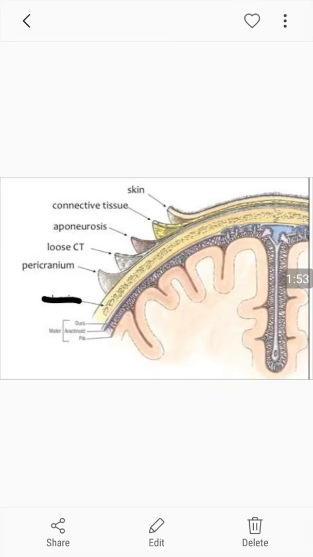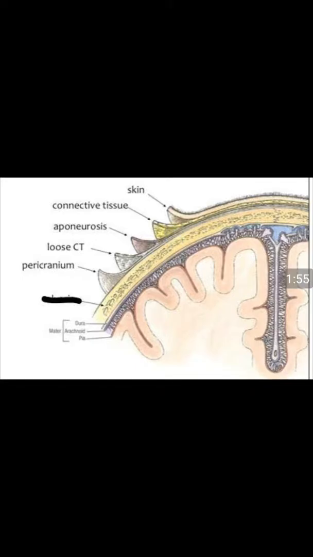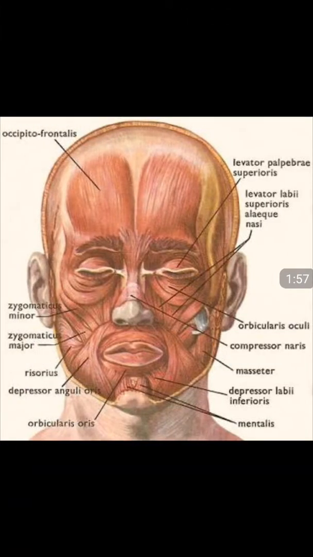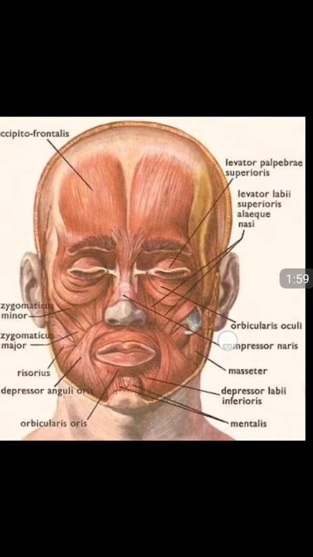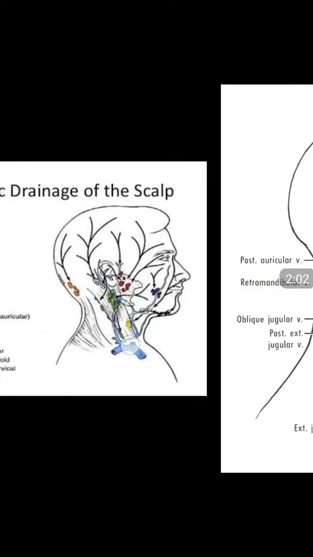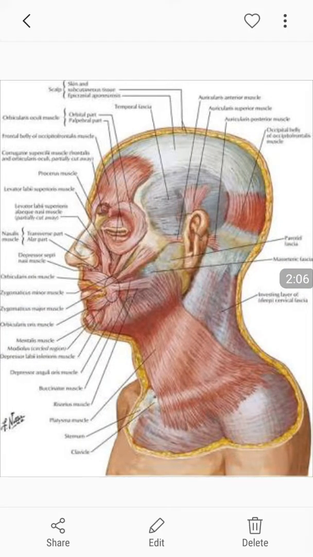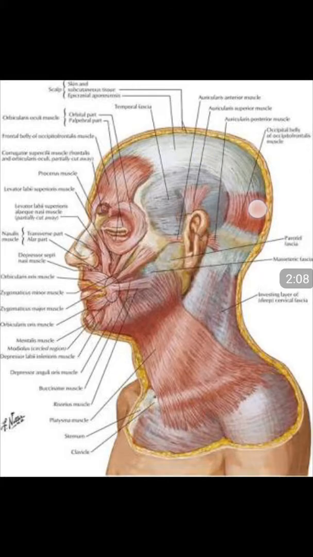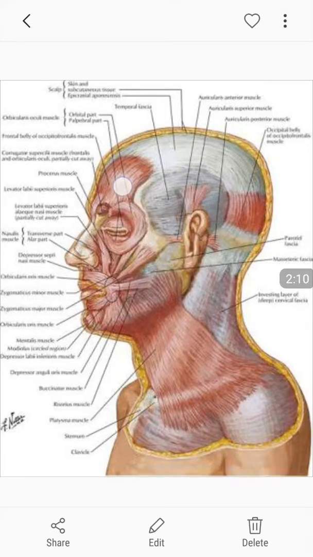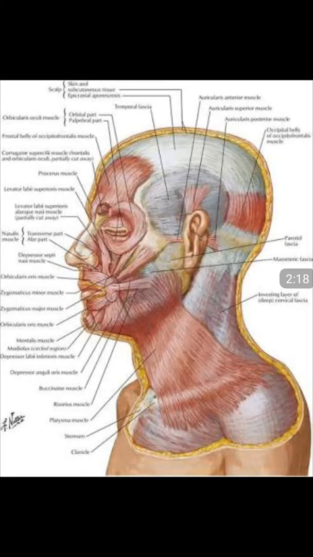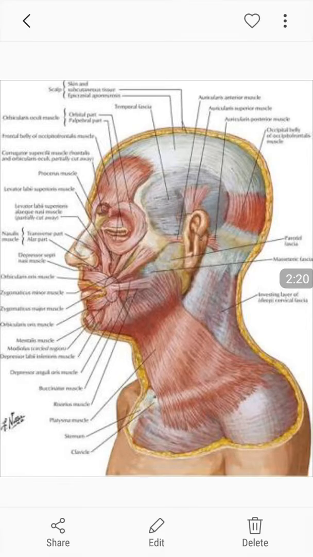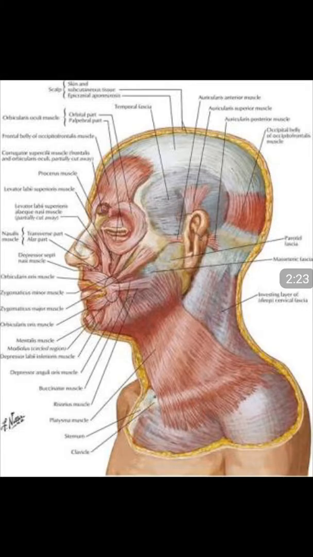And then connective tissue and aponeurosis. Aponeurosis is just a flat tendon. A flat tendon is called aponeurosis. Here you can see this aponeurosis is attached to two muscle bellies, frontal and occipital. Aponeurosis is just a tendon but in the form of a flat sheet. So this aponeurosis forms the third layer.